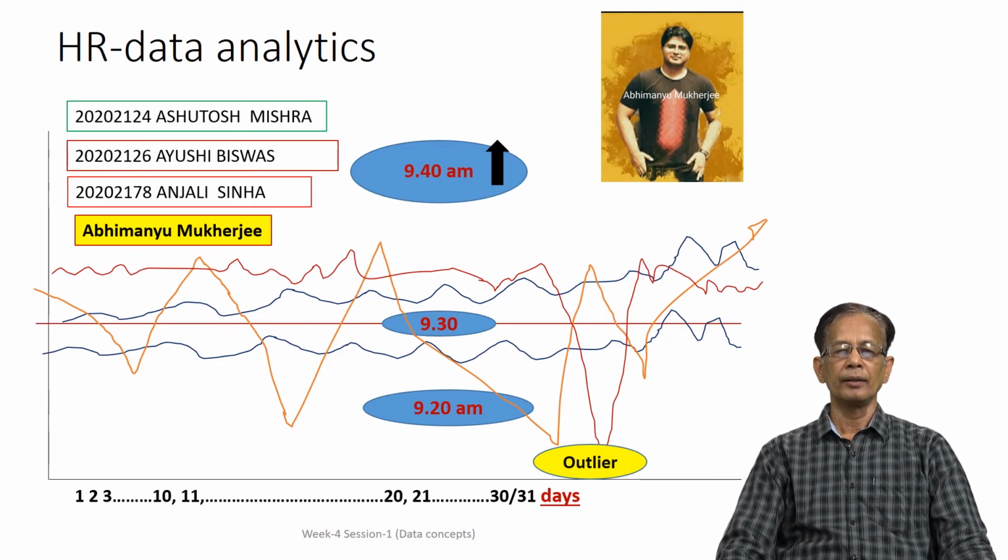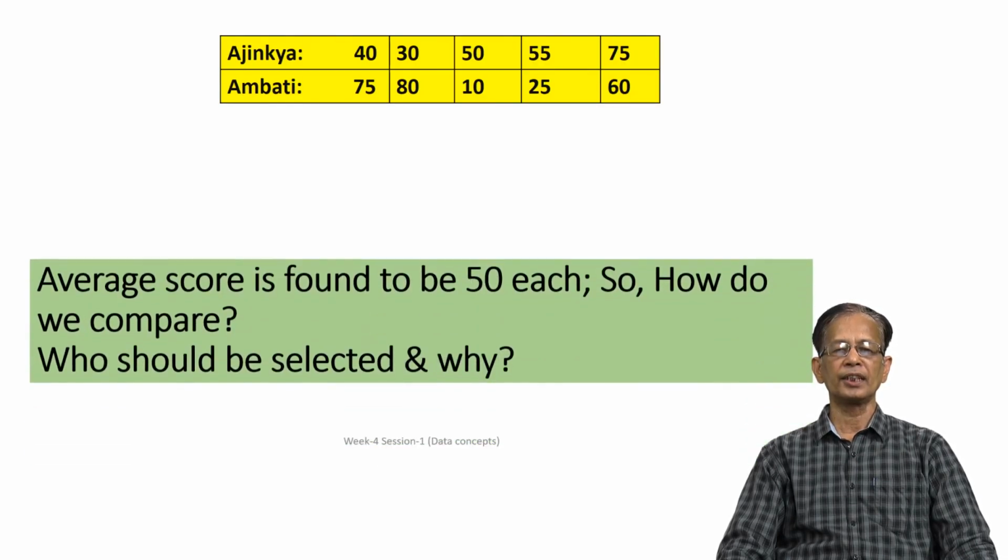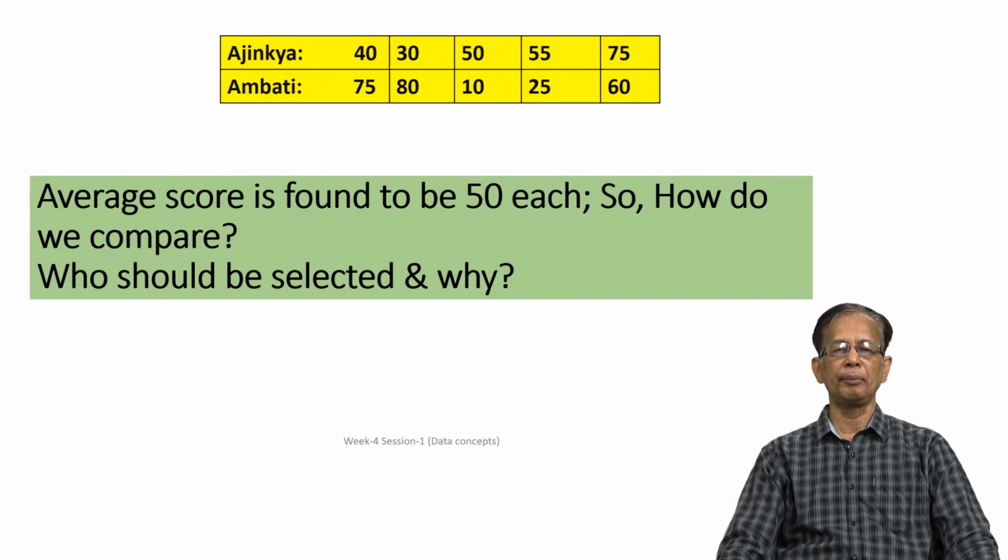Next, moving further, I will be giving an example of comparing two cricketers of the Indian cricket team. If you find secondary data, what they have done, to make it simple, suppose we have collected some random data of 5 appearances, these are the data. Deliberately I have taken such data, if you can check yourself later, the average for Ajinkya as well as for Ambati is coming to 50.